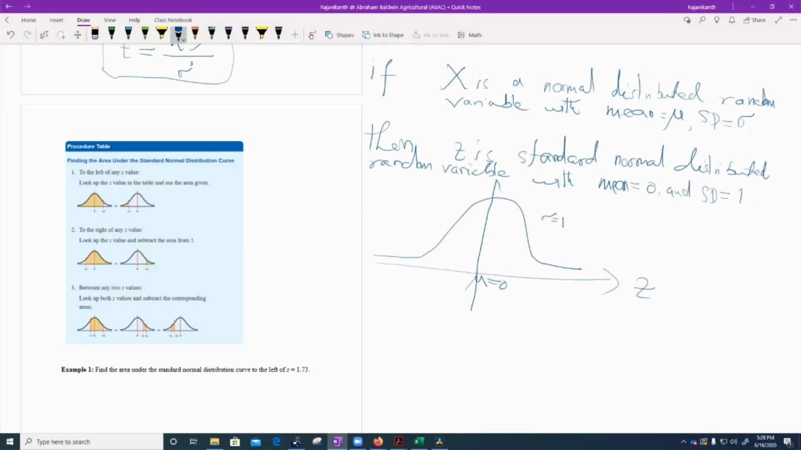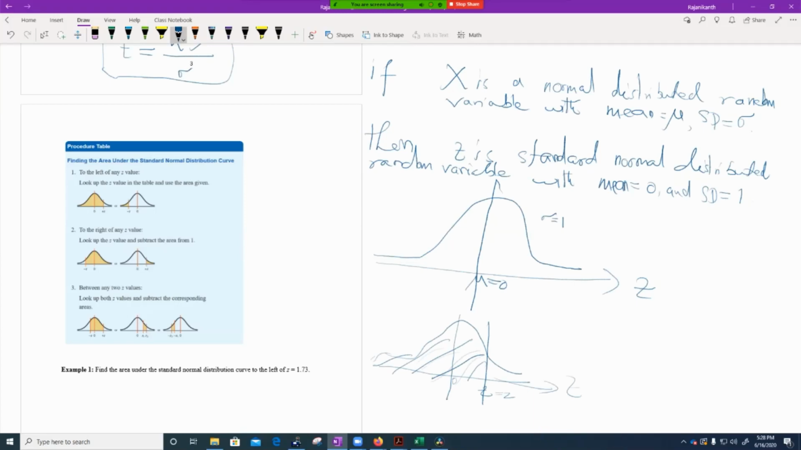Suppose you want to find the area of the region which is the left side of some given z. Okay, so you could find this area. Suppose you know the z value, say z is 2. Remember, I'm using the standard normal, therefore the center point is 0.